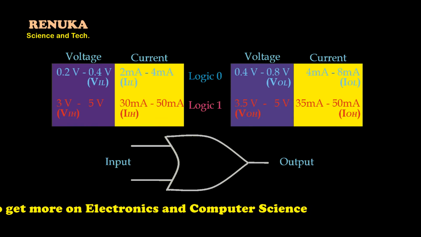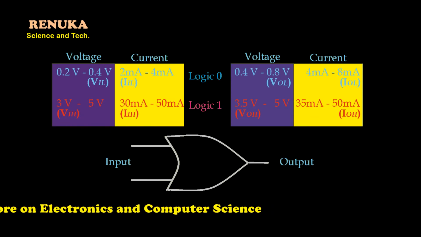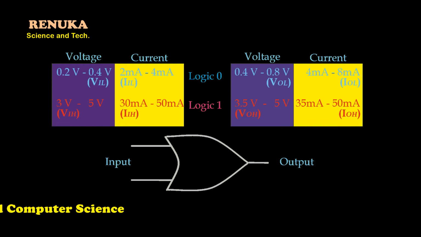On the left hand side, you can see there are certain voltage ranges and certain current ranges. On the right hand side, it is also mentioned some voltage and current ranges. At the input side, which voltage is considered as logic 1 and which voltage is considered as logic 0. The voltage ranges and current ranges shown here are not the exact. We have randomly taken some voltage ranges to clear the idea about the voltage and current parameters.